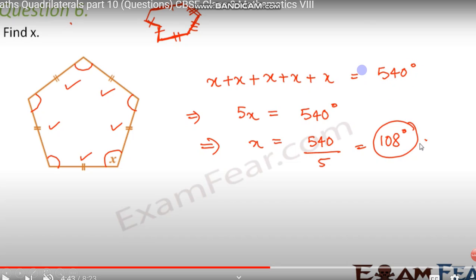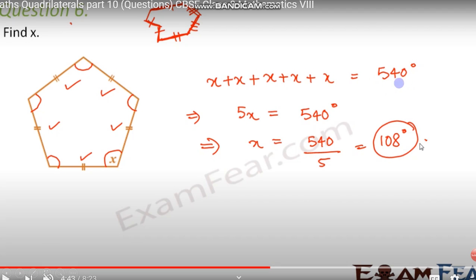Again, how did 540 come? The number of sides will be 5. (n minus 2) into 180 degrees. Here n is equal to 5. 5 minus 2 is 3. 3 into 180 degrees is 540 degrees. So the sum of internal angles is 540 degrees.